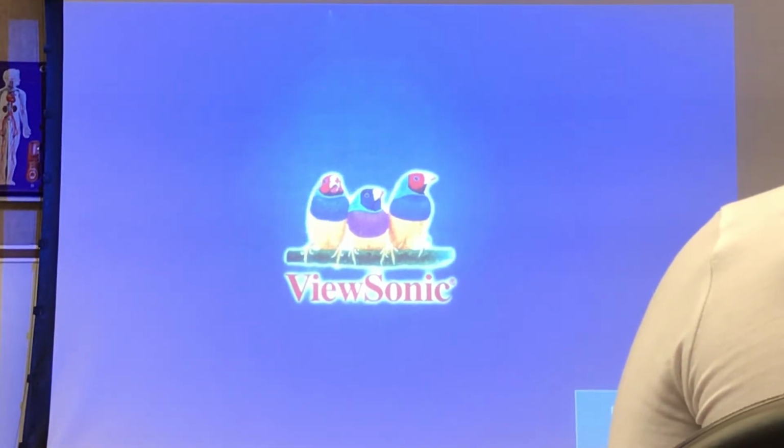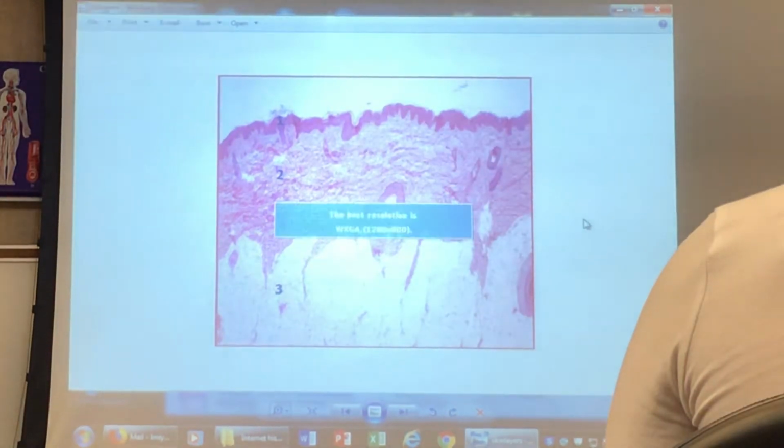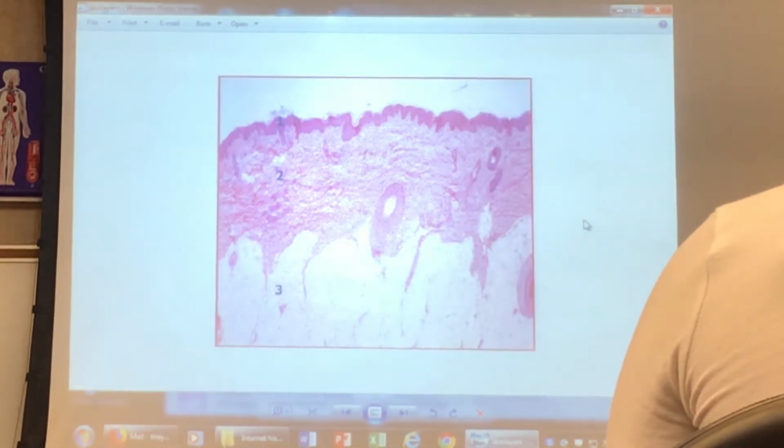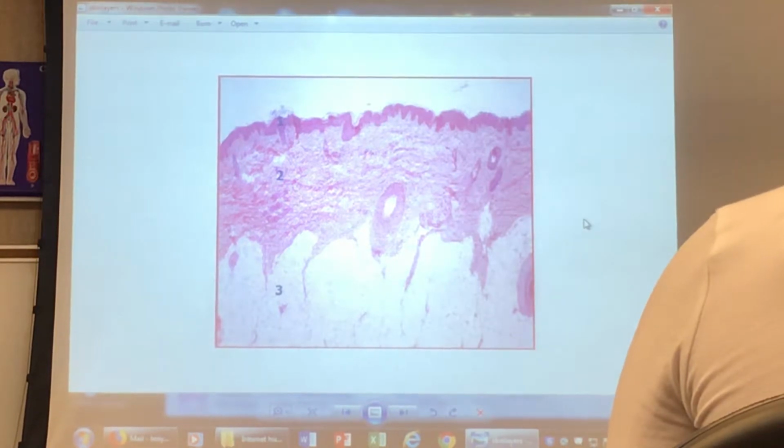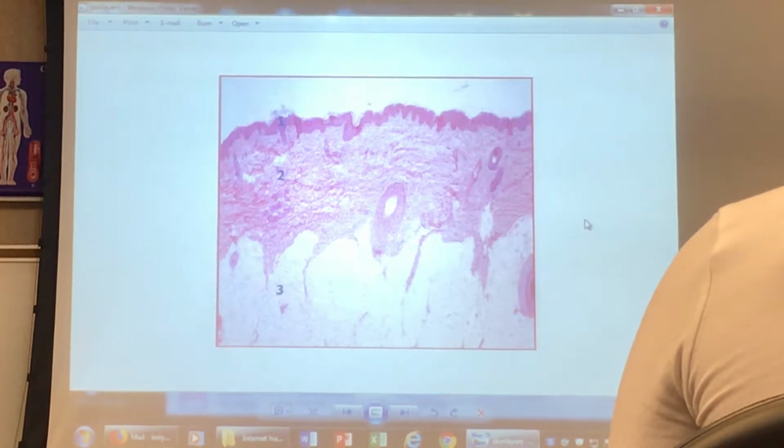What is the name of the layer at number 2? This is big picture. If I ask what is the name of the layer, you know I've transitioned on to page 6. That's number 2. Dermis. It's a big picture. It is the dermis. 1 is epidermis, 2 is dermis, 3 is the adipose hypodermis.